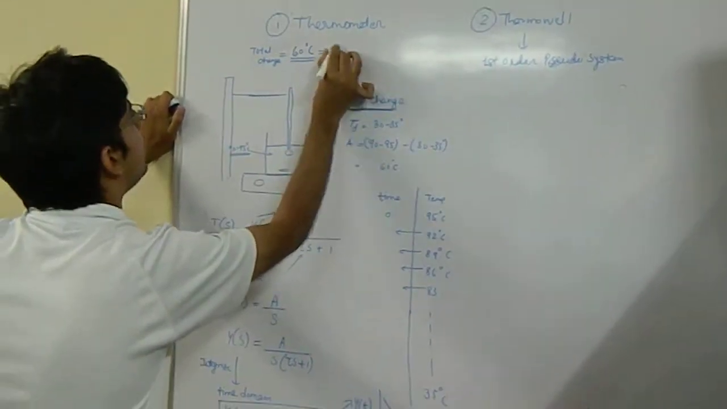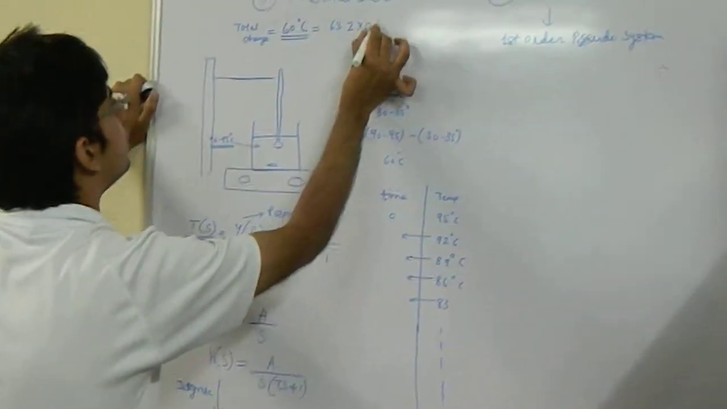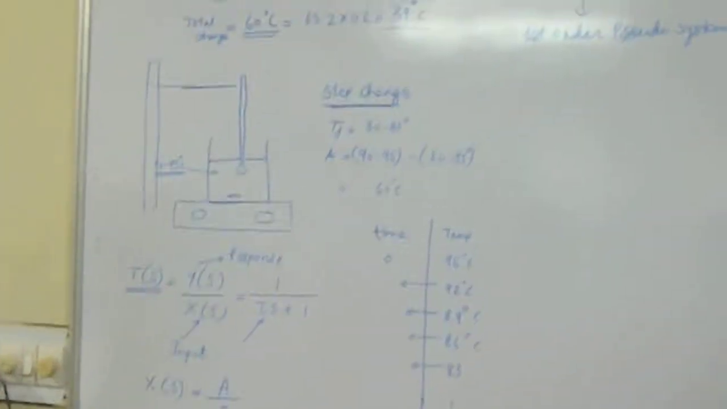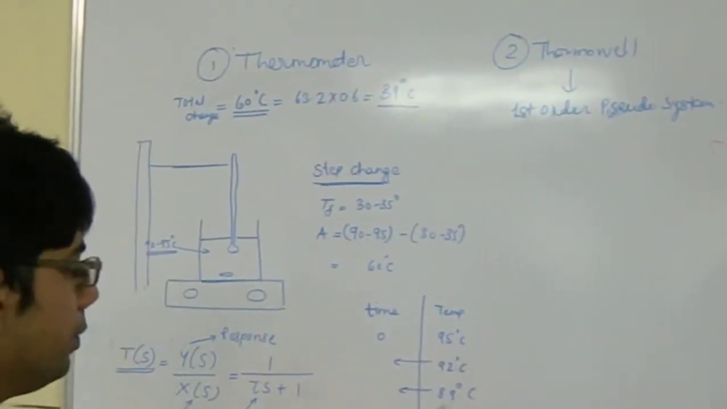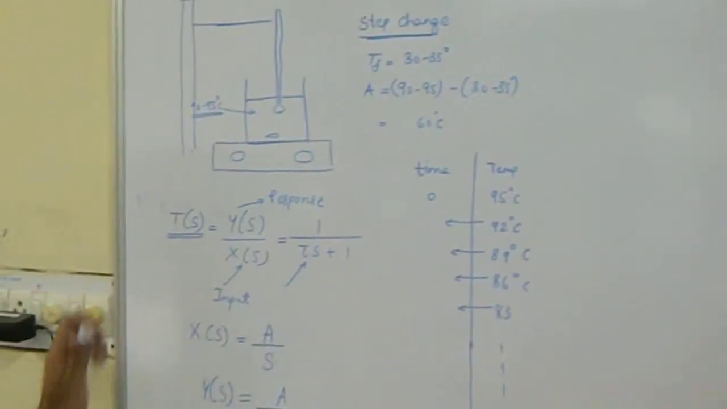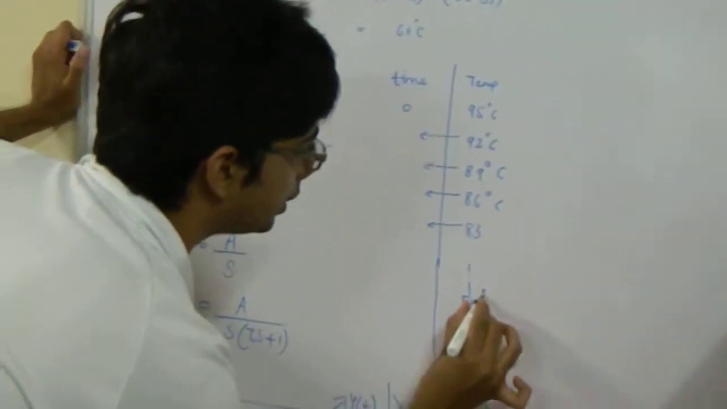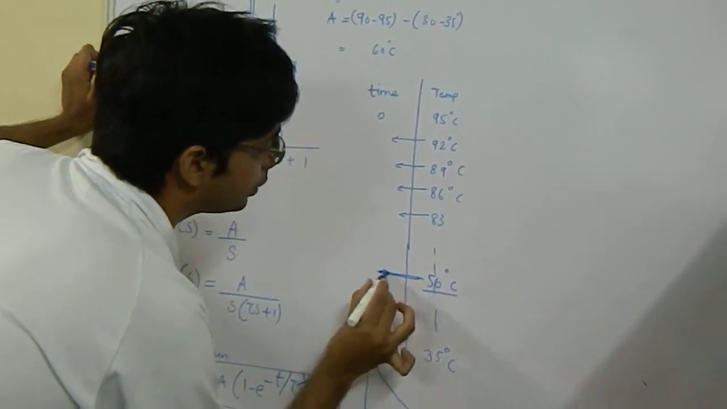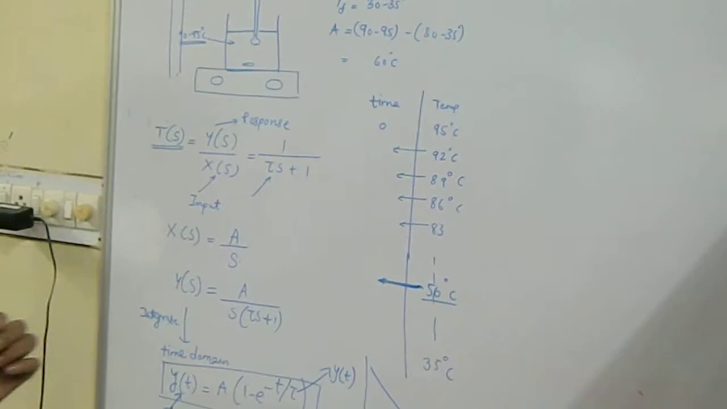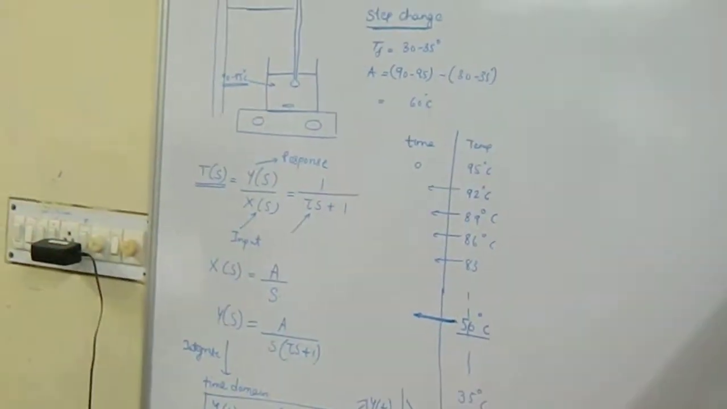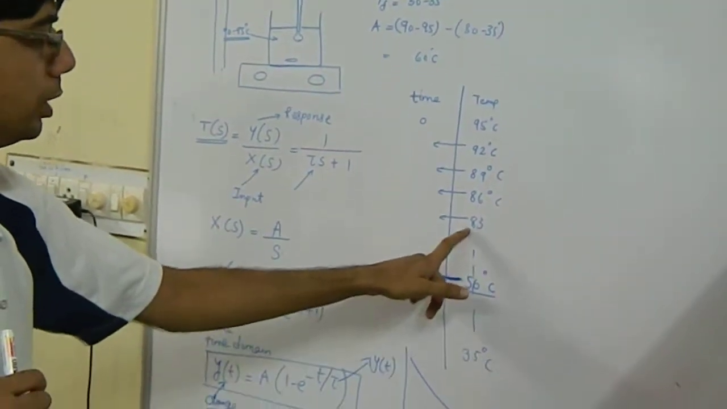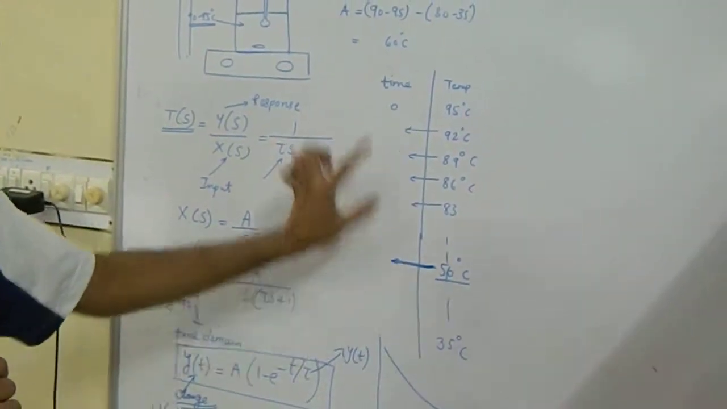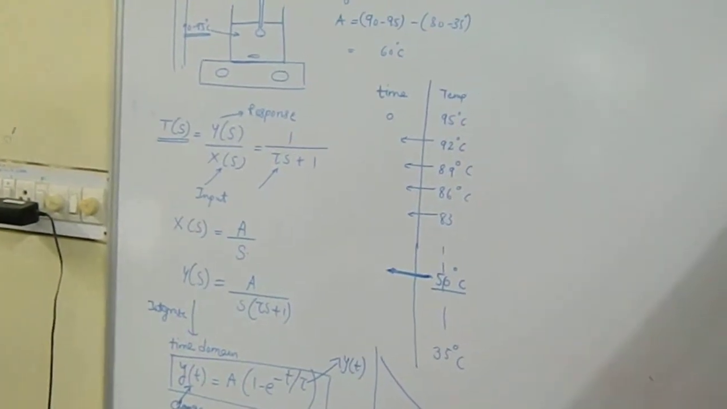So 63.2% of this total change, which will be around 39 degrees Celsius. I am just telling you approximately. So 95 minus 39 will be the temperature, which is say 56 degrees Celsius. So you have to basically find out the time at which the temperature becomes 56, which you can do even by extrapolation or by just taking the approximate. For example, if you go like this, you will get at 56 degrees Celsius what is the time. So that time will be nothing but the time constant of the system.